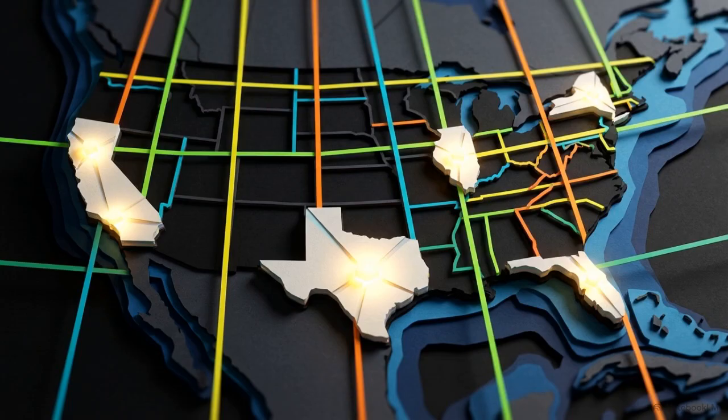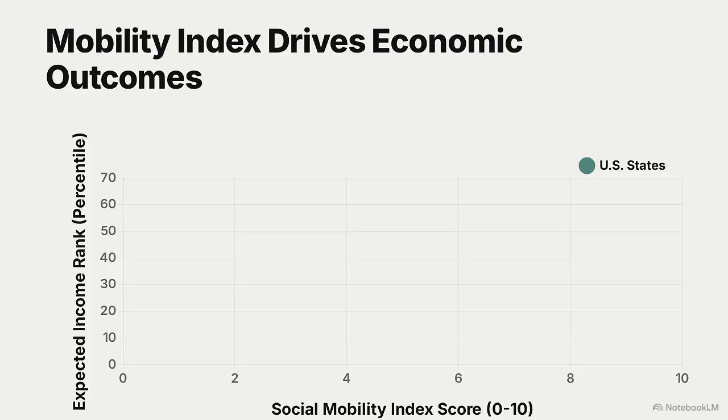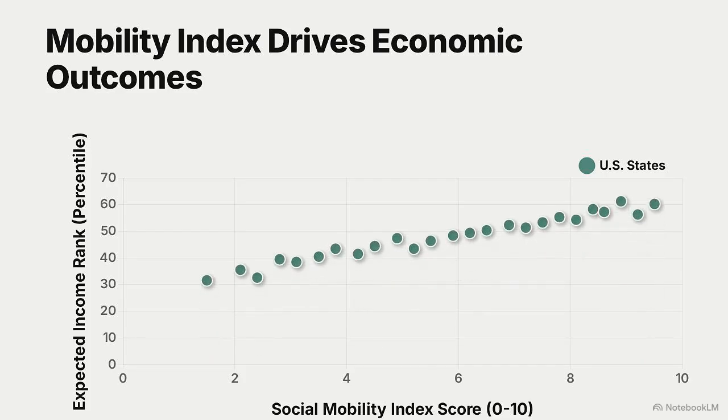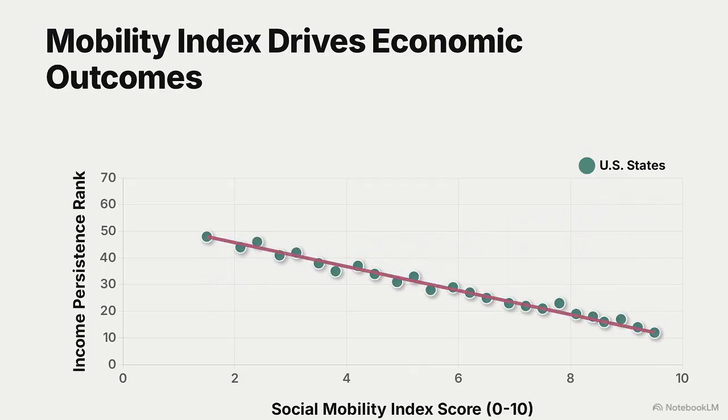To see how well these 4 environmental inputs predict real-world mobility, we can cross-reference the Archbridge Index scores against actual economic outcomes across the 50 states. This chart plots the index against Chetty's absolute mobility data. As the environmental score increases, so does the expected income rank of someone born in the 25th percentile, forming a clear, positive upward trend line. States that score highly on these 4 pillars reliably produce children who out-earn their parents.